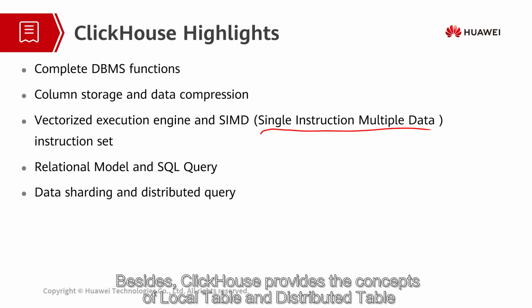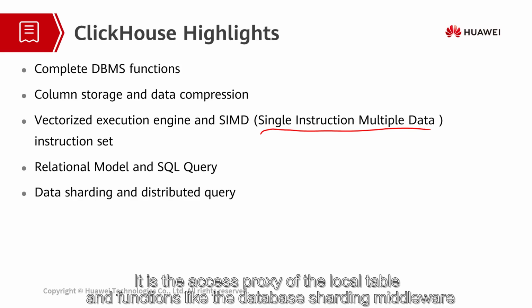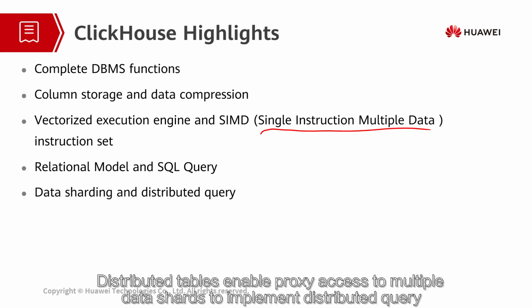Besides, ClickHouse provides the concept of local table and distributed table. A local table is equivalent to a piece of data. The distributed table itself does not store any data. It is the access proxy of the local table and functions like the database sharding middleware. Distributed tables enable proxy access to multiple data shards to implement distributed query.